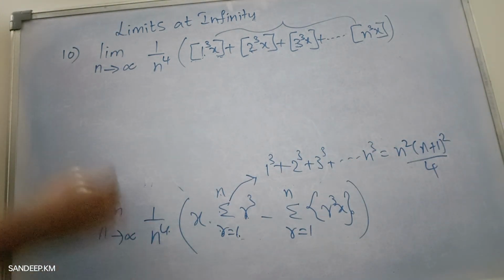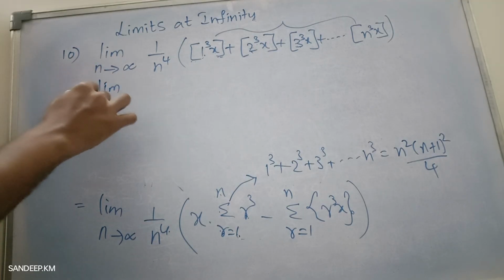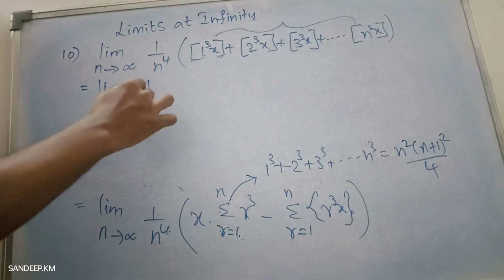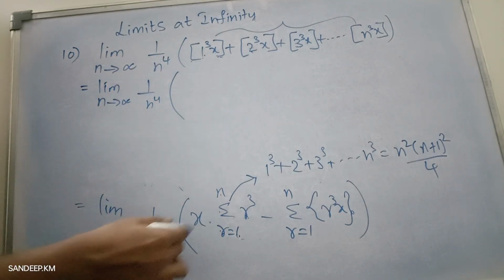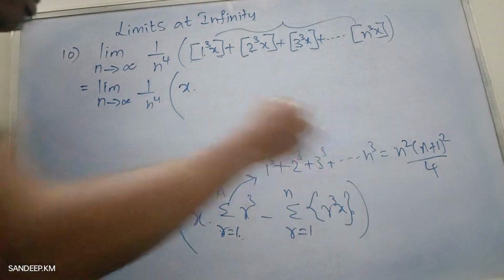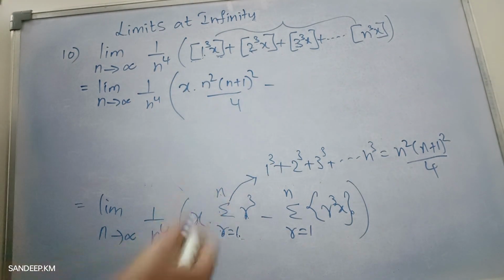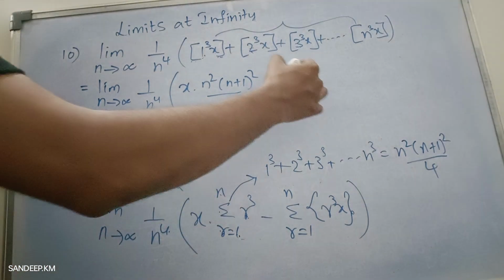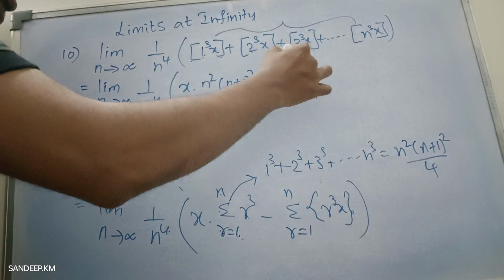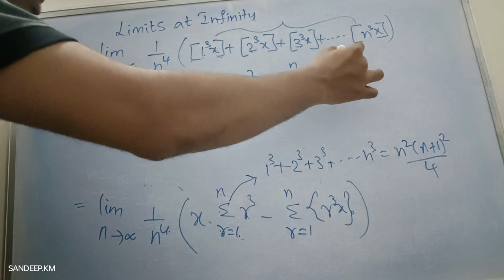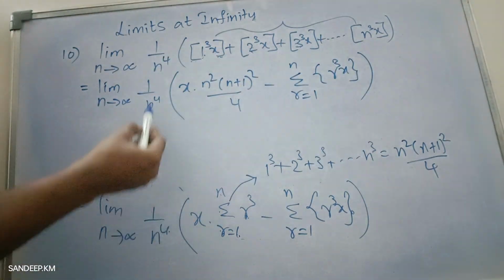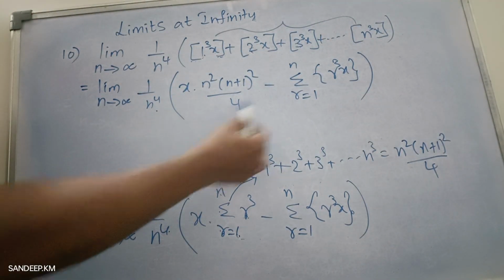Okay, now let us substitute it. Limit n approaches infinity, 1 by n power 4 outside, into x into n square into (n plus 1) whole square by 4, minus... what I'll do is let me write sigma r equals 1 to n fractional part of r cube x. Okay, fine. This 1 by n power 4 I will take inside for these two terms.